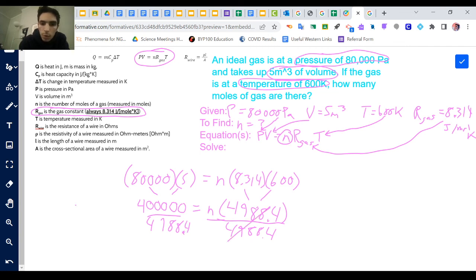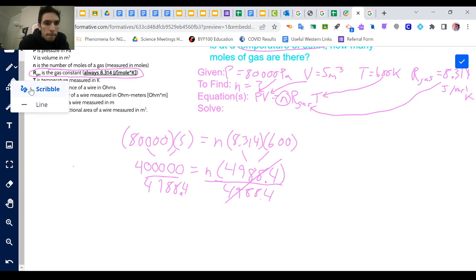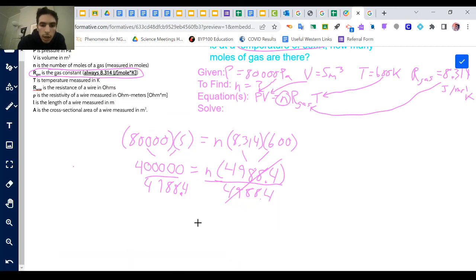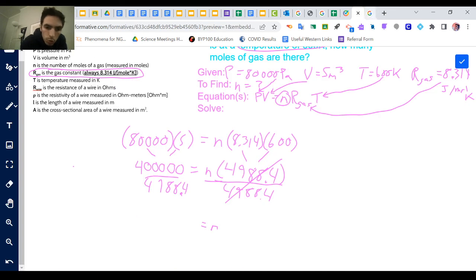And so that will cancel out our number that's being multiplied by n, the number of moles. And then over here, we'll plug this in, 400,000 divided by 4,988.4. And that gets us the number of moles in this sample. Whoa, that's a lot of moles. n equals 80.19 moles.